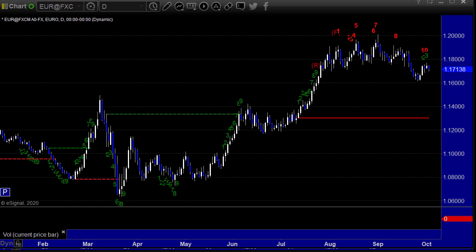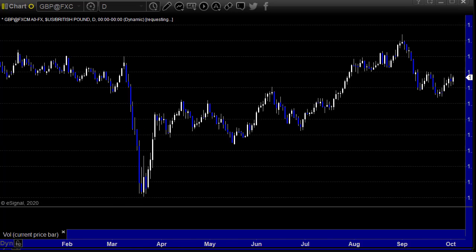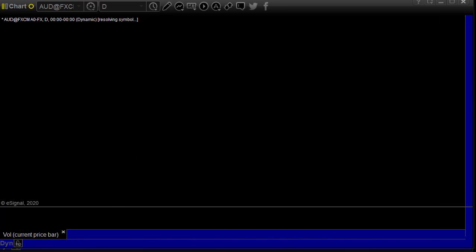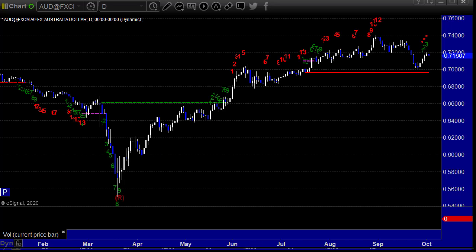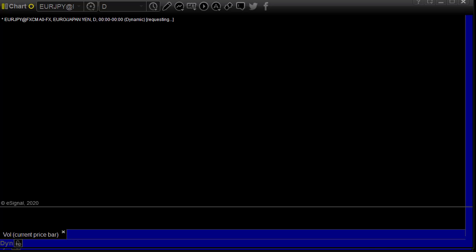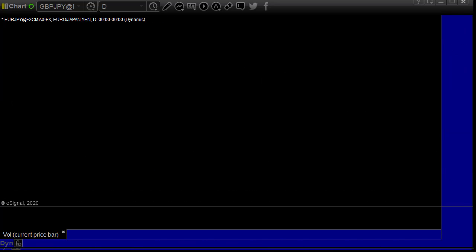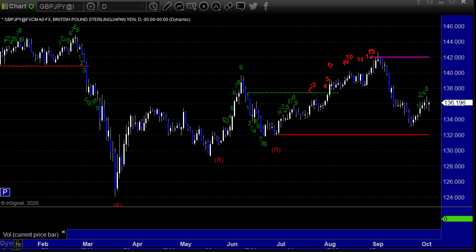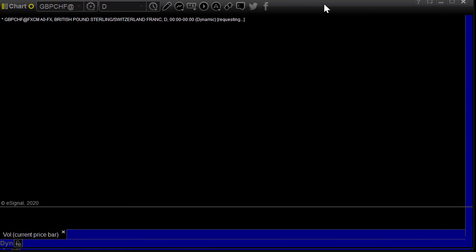The euro dollar, inverse of the dollar, moved up a bit. The pound dollar very flat. It's not been a very interesting session yet. We're not getting anywhere. Aussie dollar up a little bit this week. The euro yen, not much there. The pound yen, not much there. You can't do much with that.